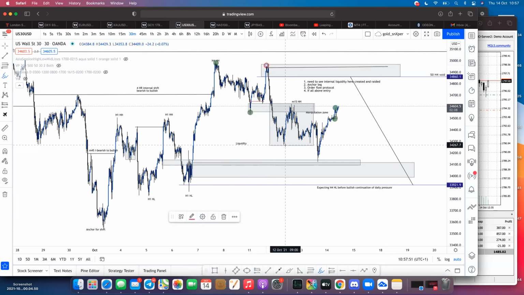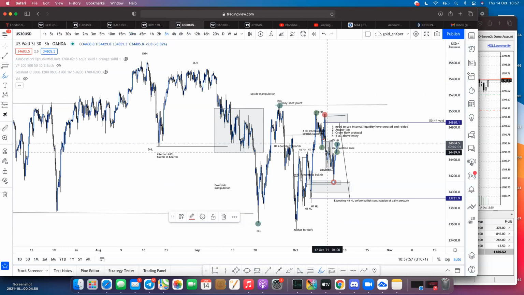Bearish, right? Now in bearish structure, aren't we? This is one impulse from the higher time frame. Sure. Yeah, see that? On the 3 hour, this is a 3 hour low.